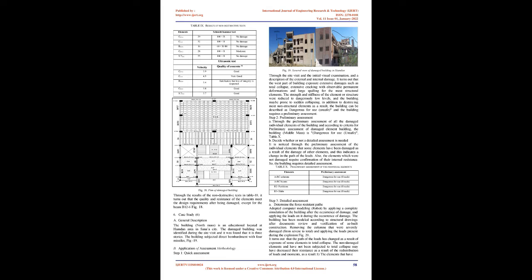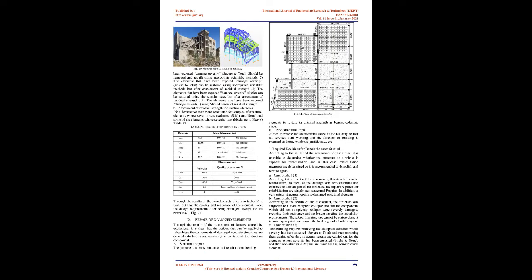B. Decide whether or not a detailed assessment is needed. It is noticed through the preliminary assessment of the individual elements that some elements have been damaged as a result of the damage of other elements, and this indicates a change in the path of the loads. Also, the elements which were not damaged require confirmation of their internal resistance. So, the building requires detailed assessment.